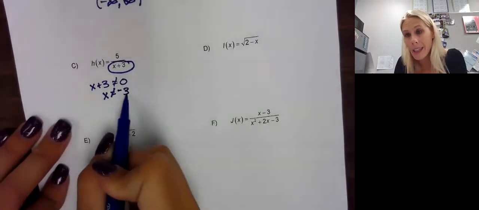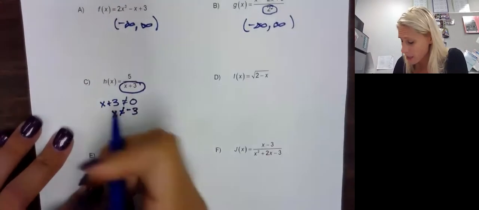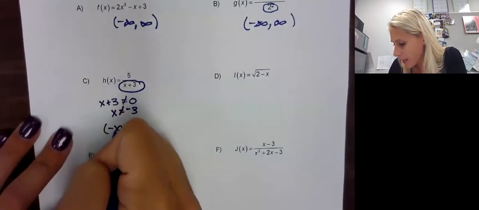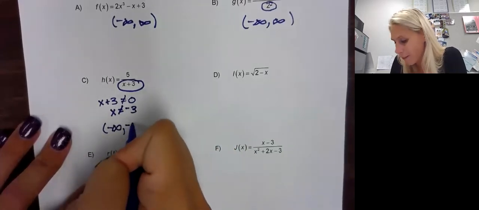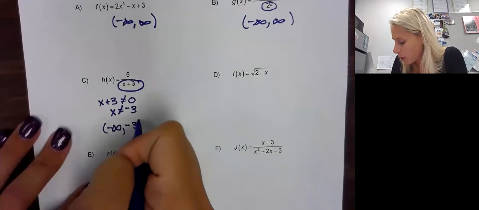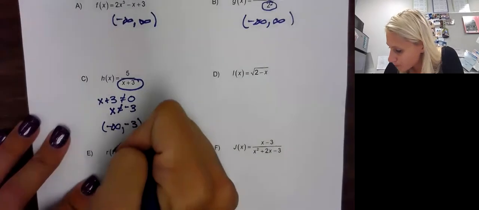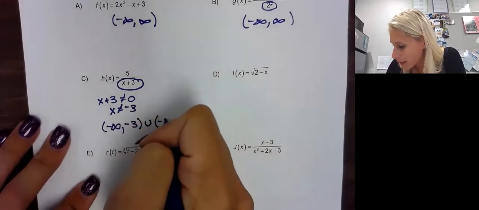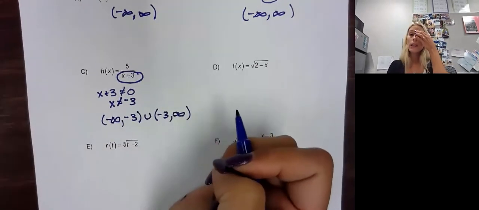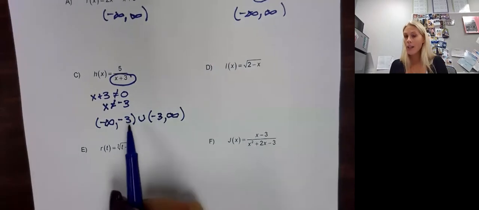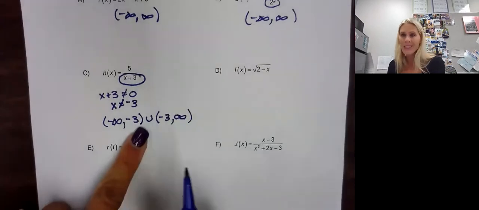So if that's the only thing we're excluding, a normal function, continuous, would start with negative infinity and go to infinity. But we know we don't want negative 3 involved. So what we're going to do is close that there with a parenthesis because we don't want that. And then we're going to start back up at negative 3 and go to infinity. So when I write it in this form, you can see that we're not including negative 3. Remember, parentheses does not include it. It's like there's a hole there.